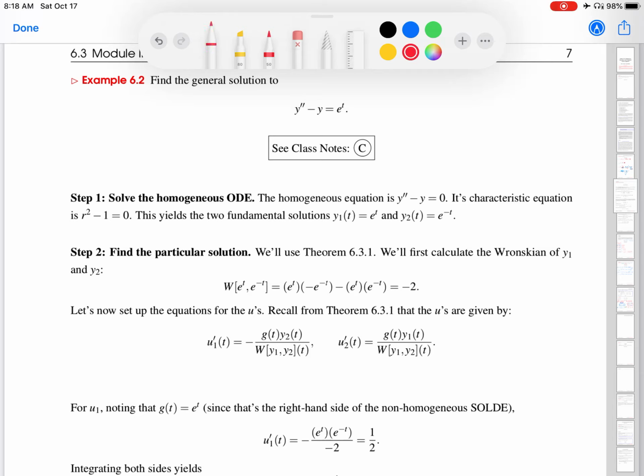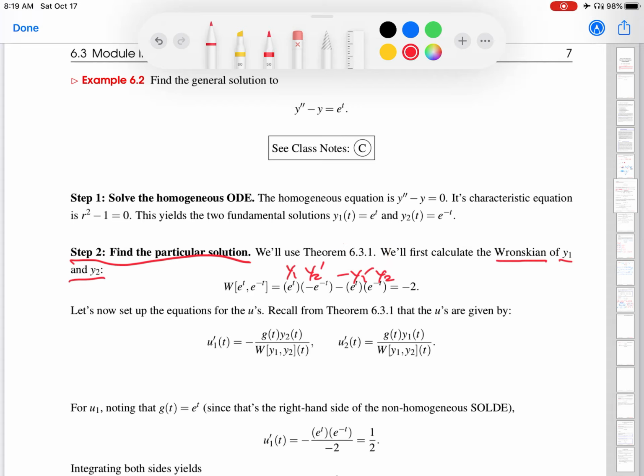Great, so we have found the first two ingredients in the variation of parameters approach, which is to find the fundamental solutions to the homogeneous version of the original non-homogeneous ODE. Second step: now let's go ahead and find the particular solution. We're going to use the variation of parameters theorem. To do that, we're going to calculate the Wronskian of y1 and y2 because, again, that's in the denominator of those u1, u2 derivative formulas. Wronskian, remember, is y1 times y2 prime minus y1 prime times y2.